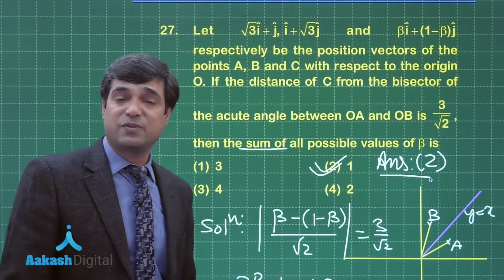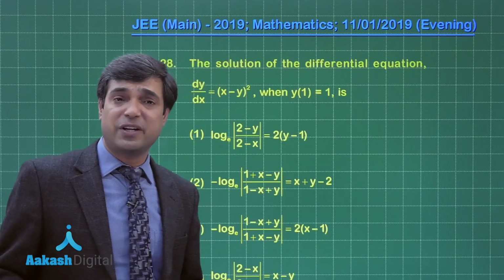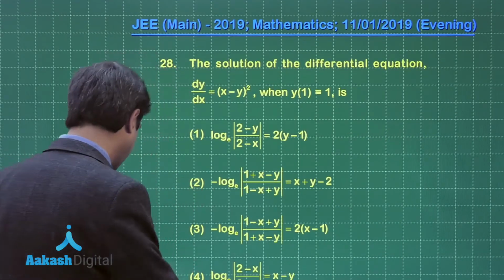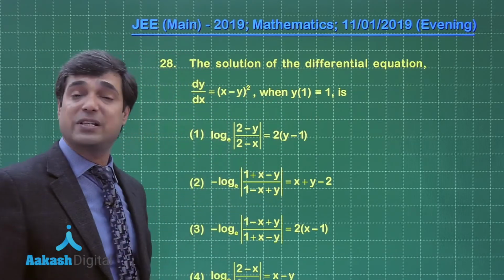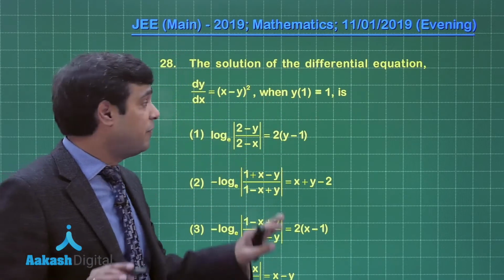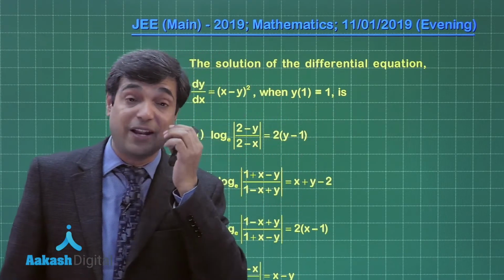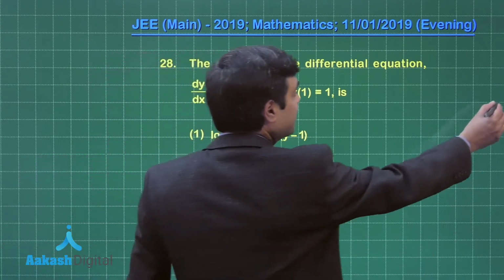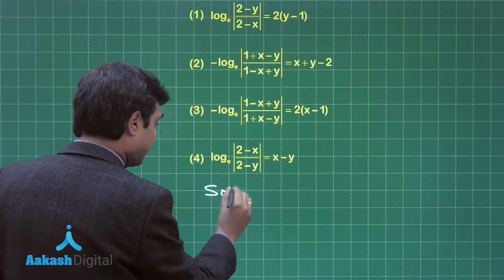Let's move on to the next question of this paper, that is question number 28. Differential equation is there, dy by dx equals x minus y whole square. We have to find the solution of it and one initial value condition is given as y of 1 equals 1. So let's say x minus y equals t.